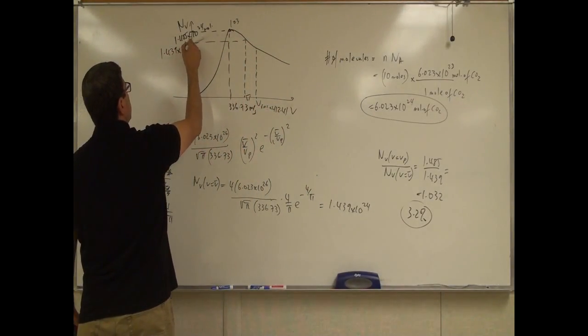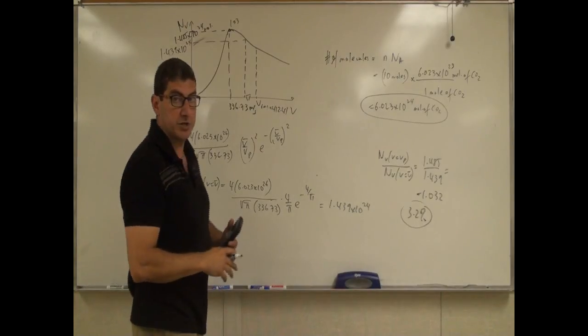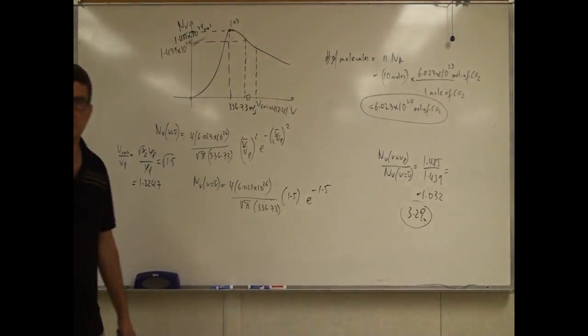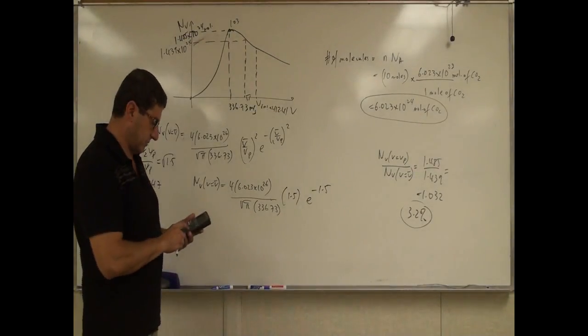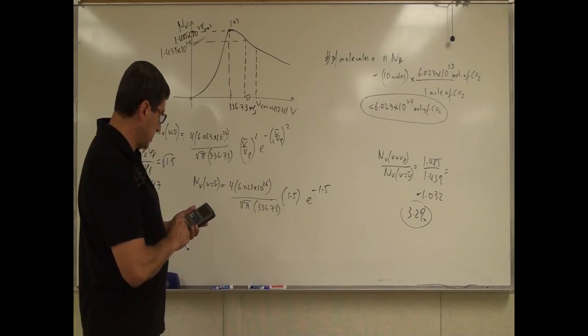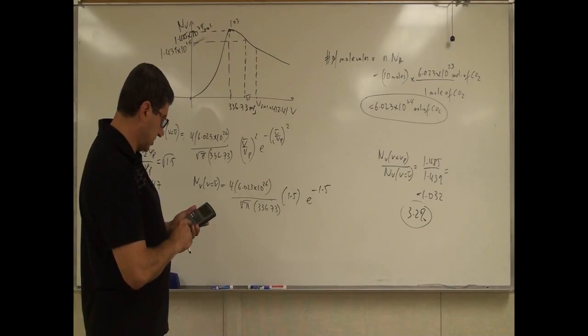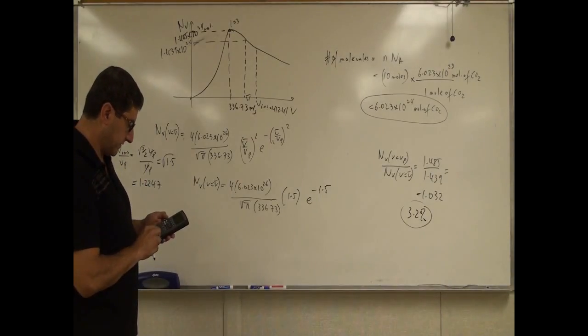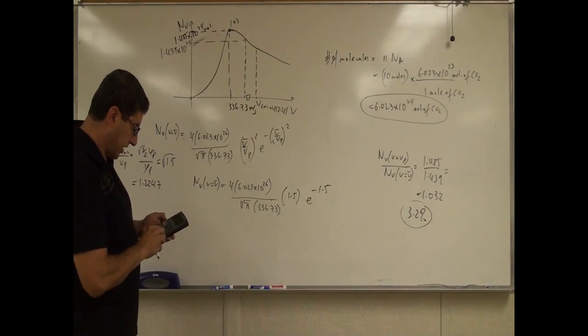1.439 times 10 to the 24. Now let's do how many particles are moving at the root mean square. So instead of square rooting it and then squaring it again, I'm just going to do here 4 times 6.023 times 10 to the power 26 divided by pi to the power 0.5 divided by 336.73 times 1.5 times e to the power negative 1.5.